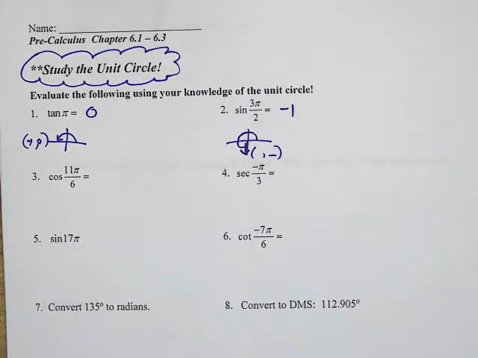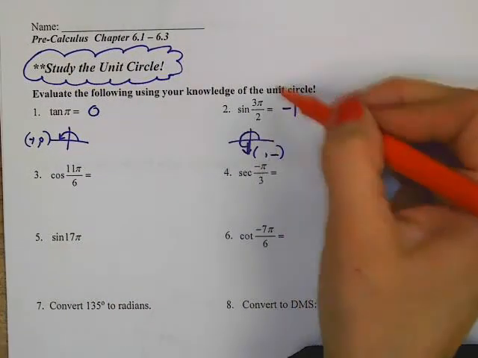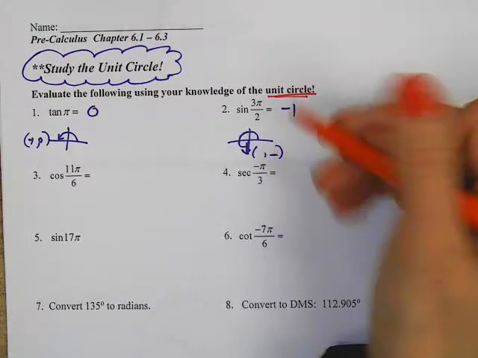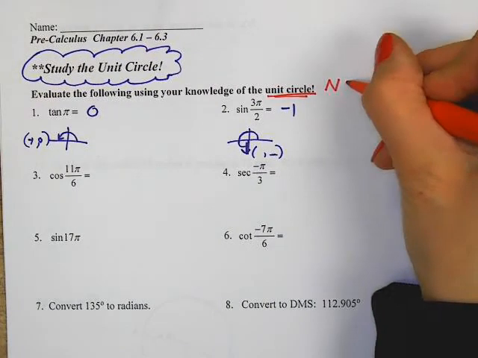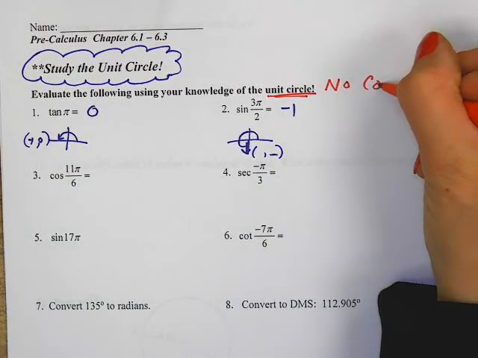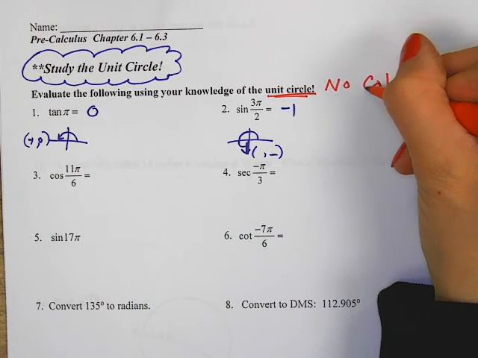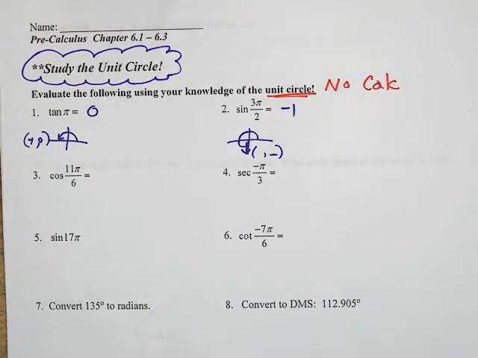Okay, let's just make a note here. A lot of this right here, when it says unit circle, and a lot of Chapter 6 was with no calculator. And so that is going to be on the no calculator part of the final.